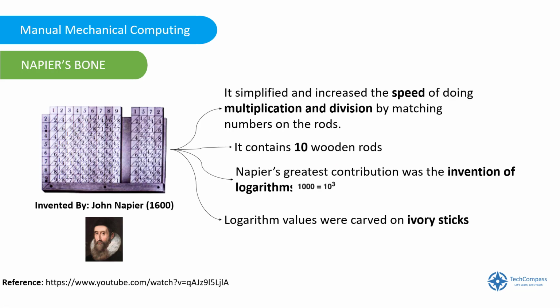Napier bones. It simplified and increased the speed of doing multiplication and division, and reduced the risk of error in large multiplication. Napier's greatest contribution was the invention of logarithms. Logarithms were quickly adopted by scientists because of various useful properties that simplified long, tedious calculations. Logarithm to base 10 is called common logarithm and has many applications in science and engineering. Binary logarithm is a logarithm with base 2 and is commonly used in computer science.